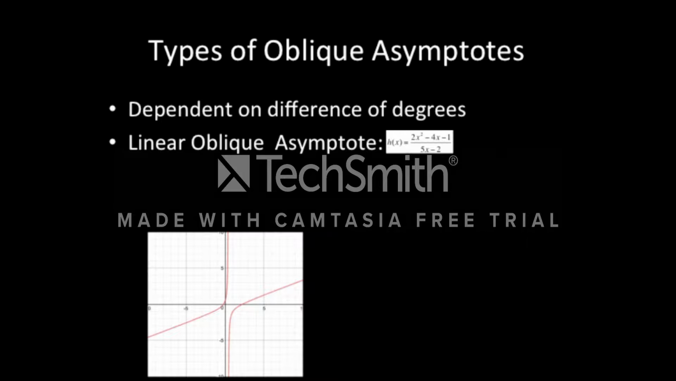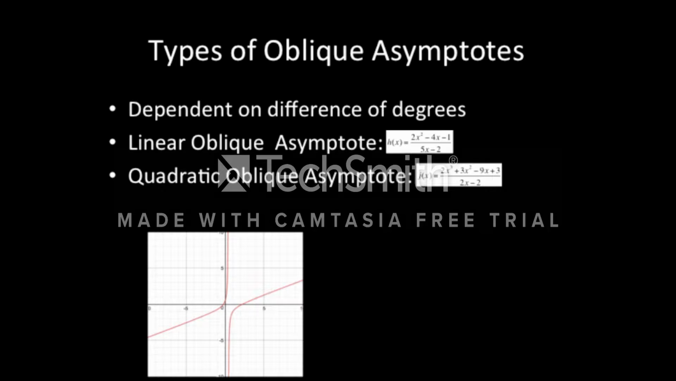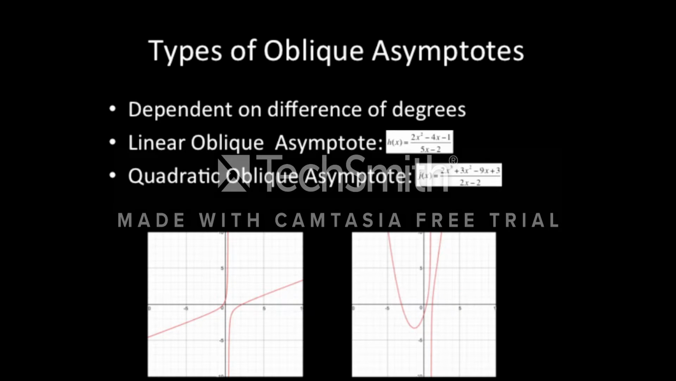Now there's another type of asymptote that we will be discussing today, and we'll be focusing more on this one than the linear, and that is a quadratic oblique asymptote. Now the formula for a quadratic oblique asymptote could look like such, in which the degree of the numerator is actually 2 more than that of the denominator. So in this case it's 2x to the power of 3 over 2x to the power of 1. The graph of this will look like that.